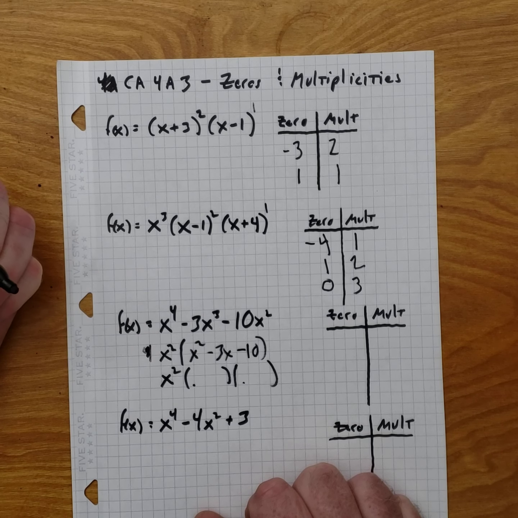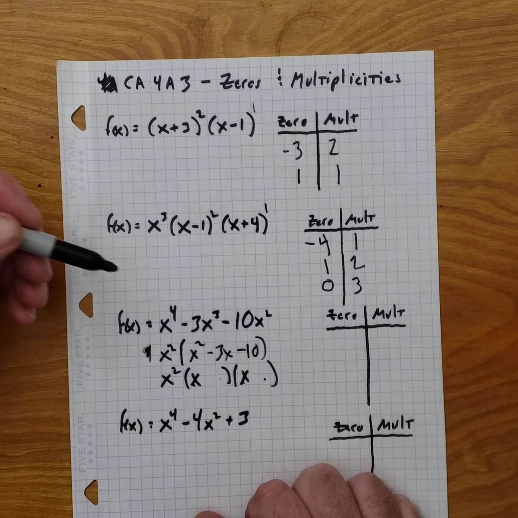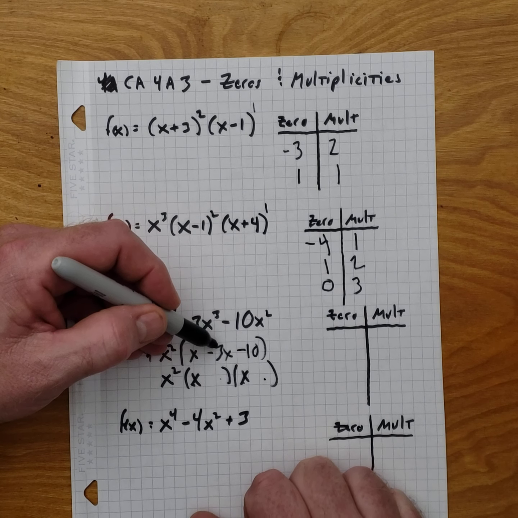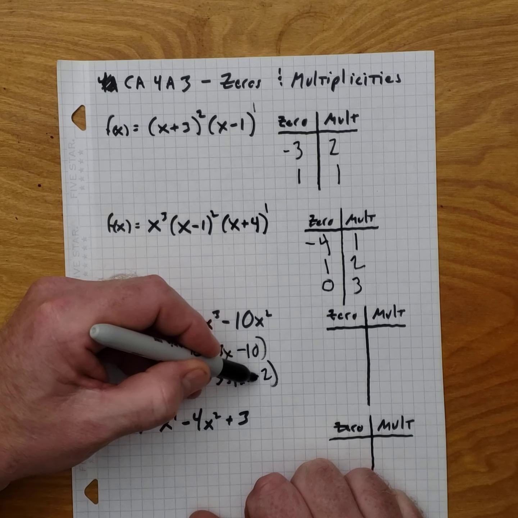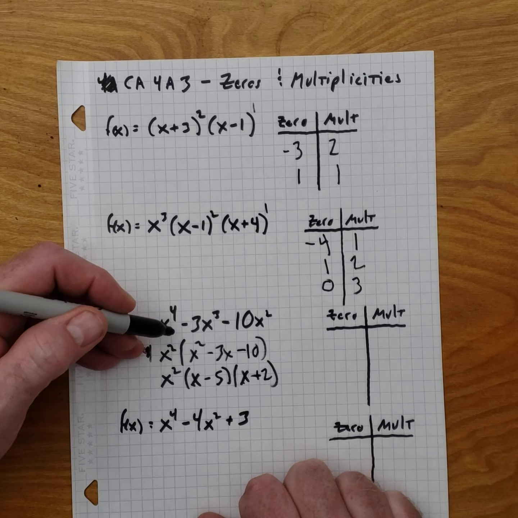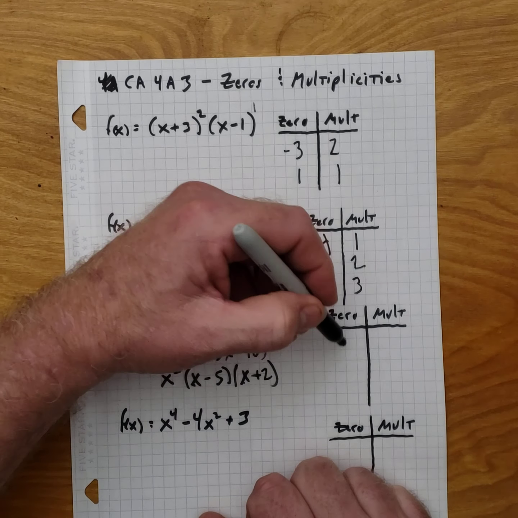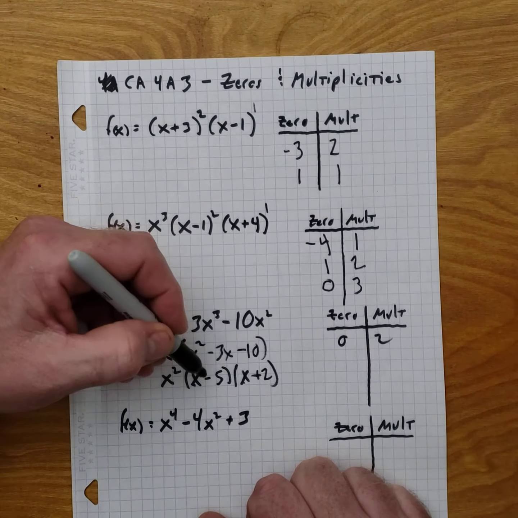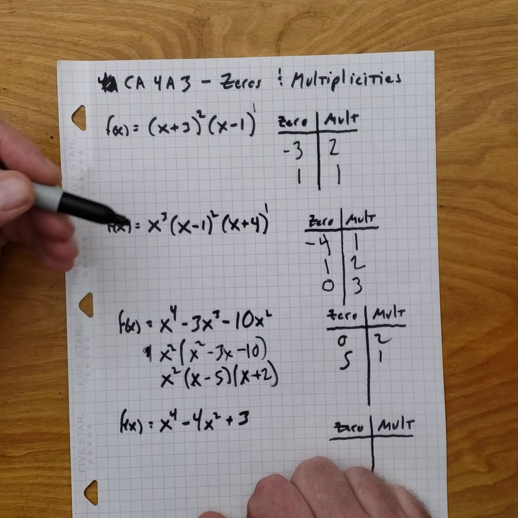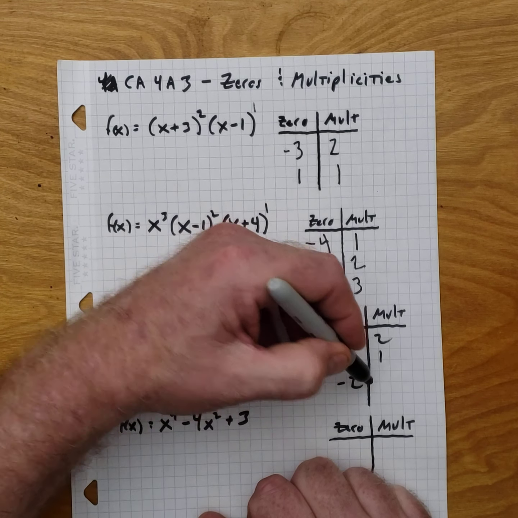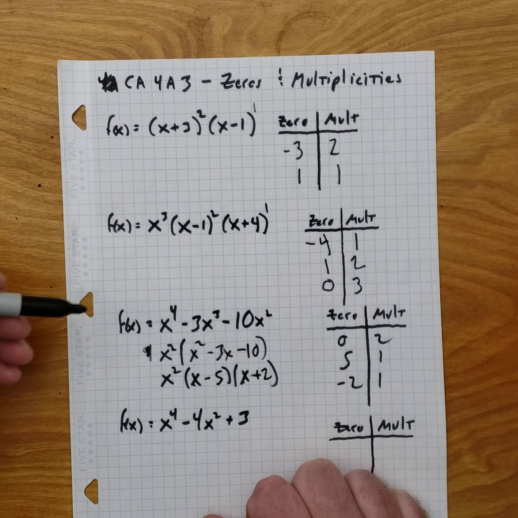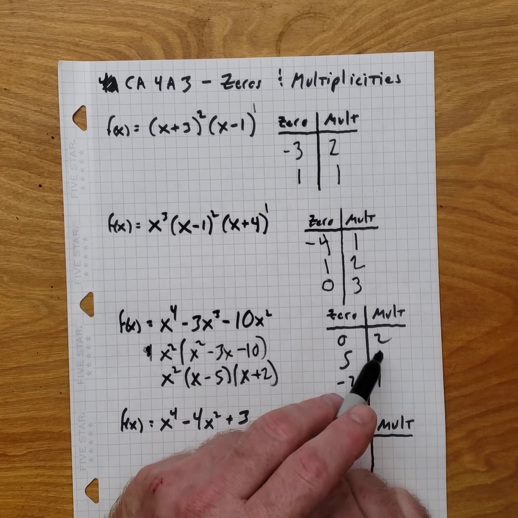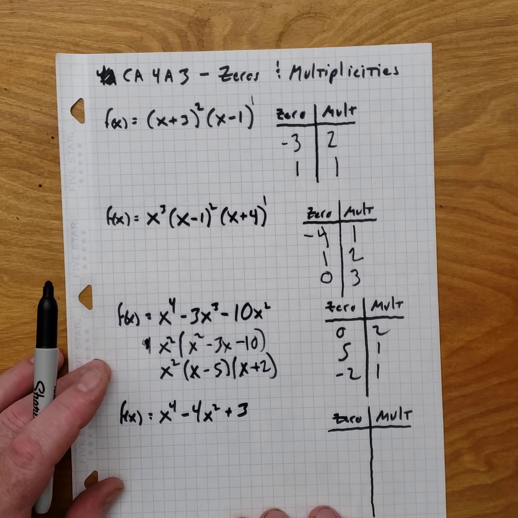These guys need to multiply to be x squared, so x and x. And these guys need to multiply to be negative 10 and add to be negative 3. So that's going to be negative 5 and positive 2. Right, so now I've got my zeros. My zeros are 0 with a multiplicity of 2, 5 with a multiplicity of 1, and negative 2 with a multiplicity of 1. Okay, so I know where my graph is going to hit the x-axis, and we will know a little something about how it's going to behave based on the multiplicities.